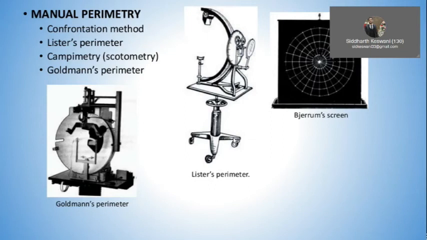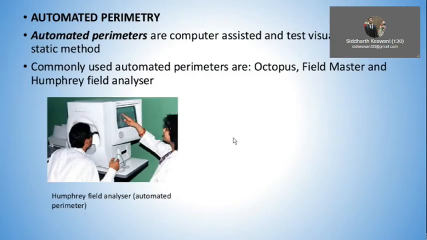But nowadays what is usually used is the Humphrey field analyzer, which is basically an automated perimeter. So that is a computer-assisted thing, right? So it is more accurate and more reliable as compared to the previous methods. The commonly used automated perimeters are the Octopus and the Humphrey Field Analyzer, which I have seen nowadays. The Humphrey Field Analyzer is more reliable.